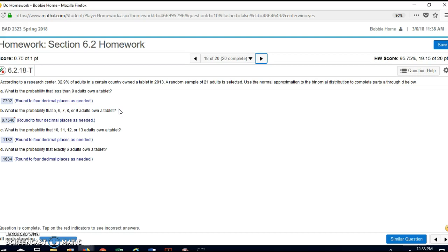So you put those in, and then for your range here, you're going to do 9.5 and then get the probability, and then do 4.5 and get the probability, and then you're going to subtract those. Same thing here, 13.5 and 9.5. And then what is the probability of exactly 6 adults? Do 6.5 and then do 5.5 and subtract those probabilities.